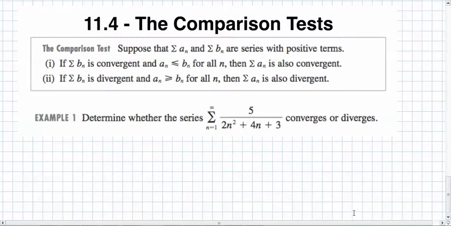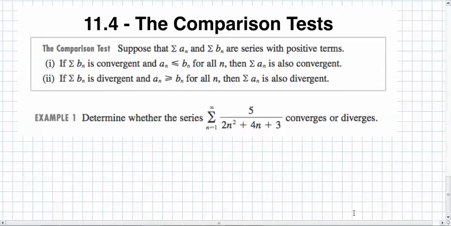Suppose that you have the sum of an and bn are series with positive terms. If bn is convergent and an is less than bn for all n, then an has to be convergent. If bn is divergent and an is greater than bn for all n, then an has to be divergent. So basically what you get to do now is really fun, which is you get to remember what you know are convergent and divergent series and prove that each matched term is less than or greater than something that is divergent or convergent, and then you get a useful answer, right?